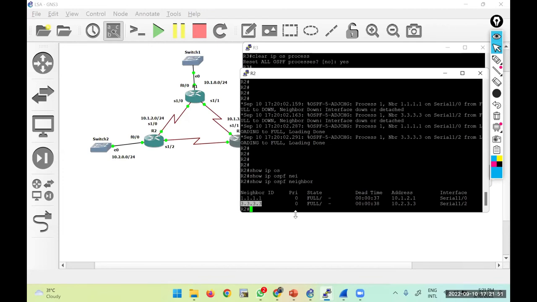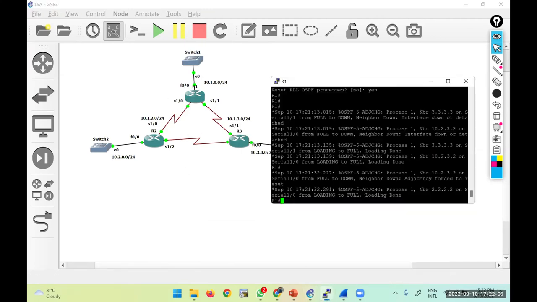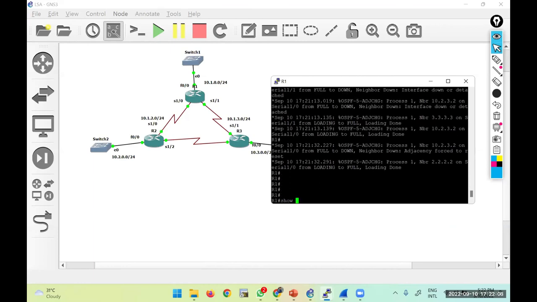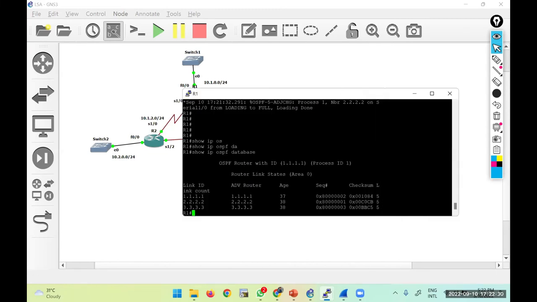That's okay, right? But how do we actually check the database table? As I said, when you have three routers, you will have the LSA ID. If we check show ip ospf database, like you have three routers, you will have the LSA type 1. So this is the LSA1 or router LSA. And from each one of the LSAs, we'll get more details.